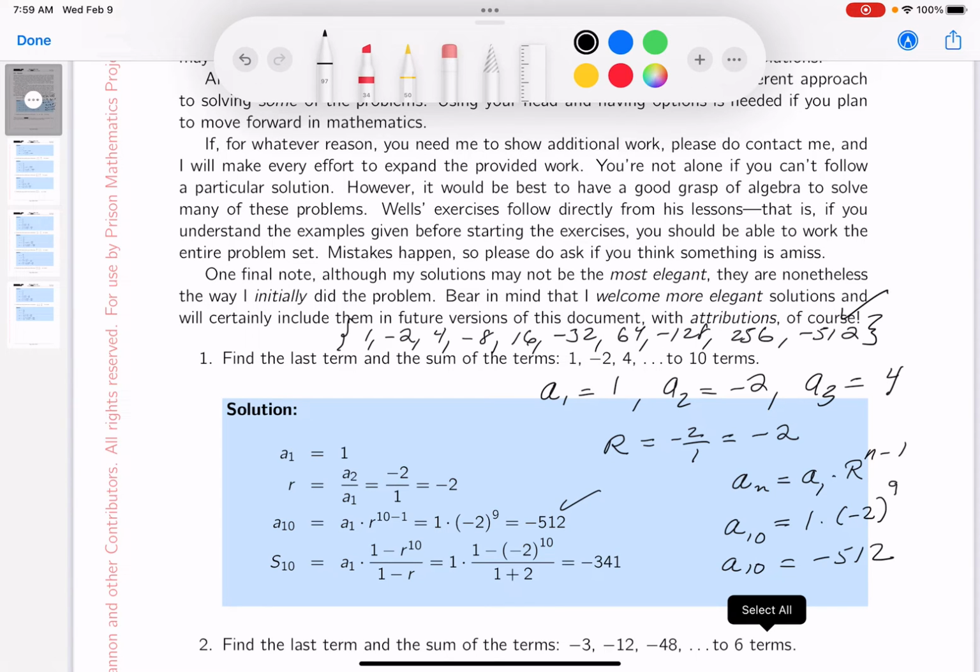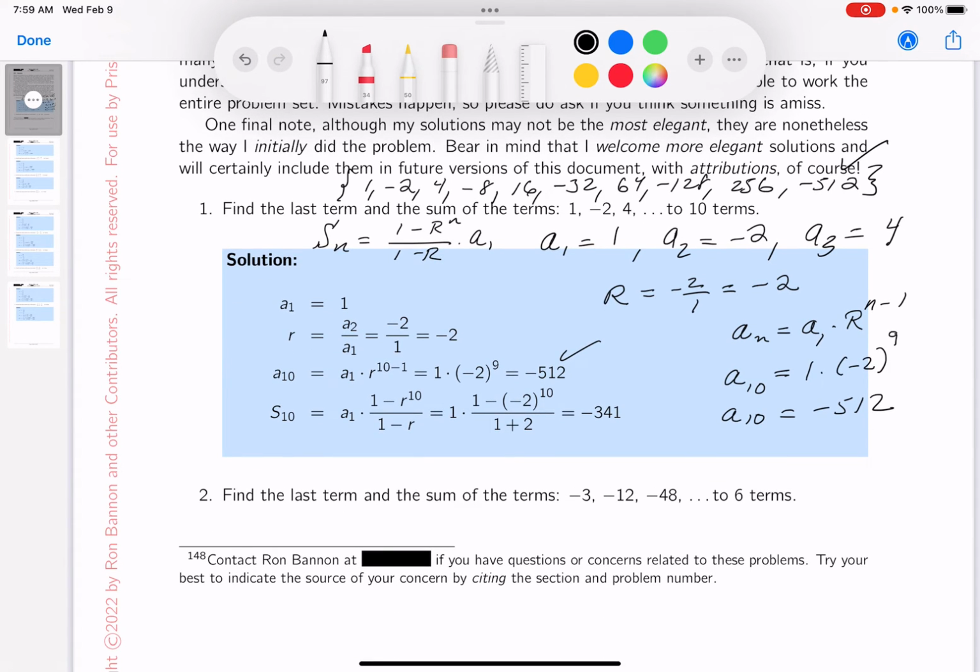And the next thing is I want the sum. And we've also discovered a sum formula for this. Let me write it down. The nth partial sum, we derived the formula, equals 1 minus R to the n over 1 minus R, times A1. All right, let's write that down. And let's see. So we want S10, right? That's going to be equal to, well, let's be careful. So what's the bottom going to be? It's going to be 1 minus R. So that's going to be 1 plus 2, which is 3.